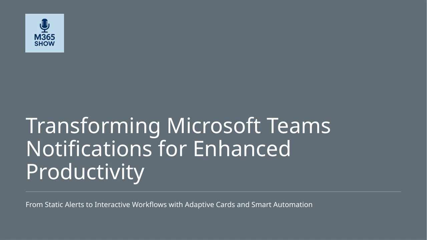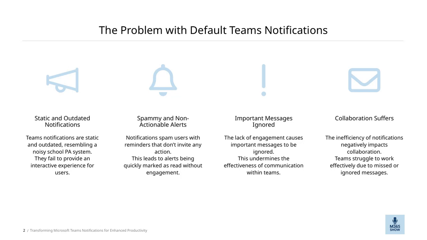Let's get started. Let's take a closer look at the problem with the default Teams notifications. First, the inefficiency of these notifications really hurts collaboration. When messages are missed or ignored, it becomes much harder for teams to work effectively and stay on the same page. Next, there's the issue of important messages being overlooked.